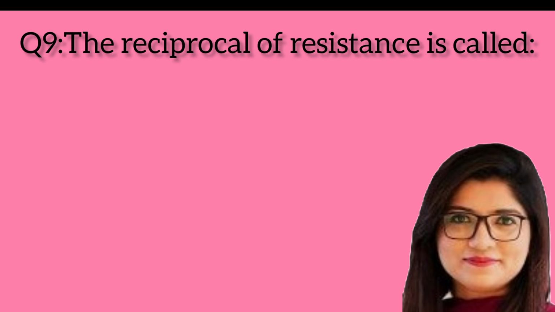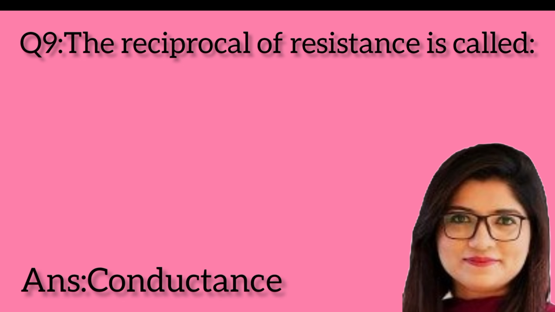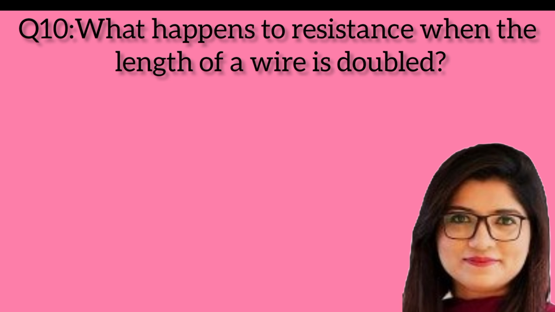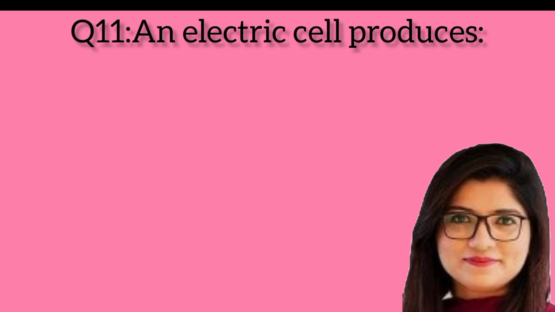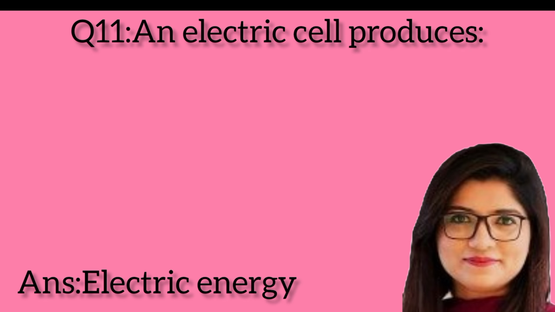Question 9. The reciprocal of resistance is called. Answer: conductance. Question 10. What happens to resistance when the length of a wire is doubled? Answer: it doubles. Question 11. An electric cell produces. Answer: electric energy.